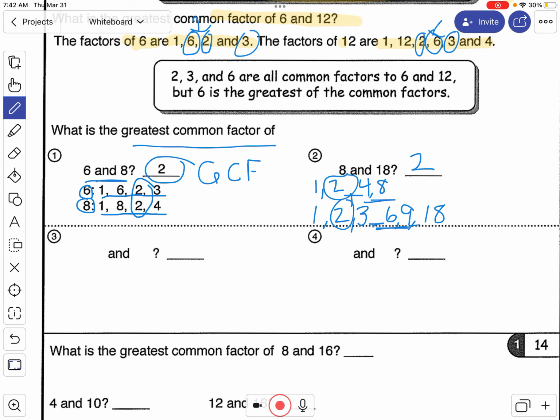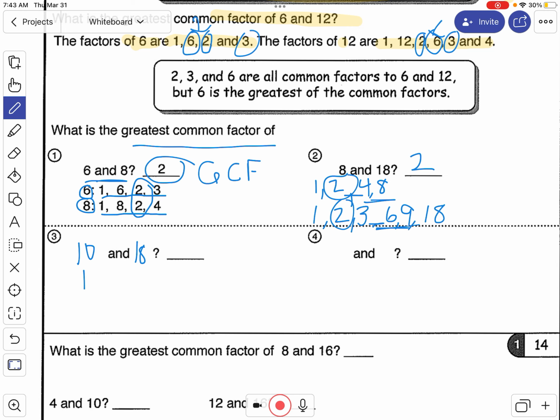All right, number 3. I want you to find the greatest common factor of, let's do 10 and 18. 10 and 18. Okay, do that right now underneath here. Pause the video and try it out.